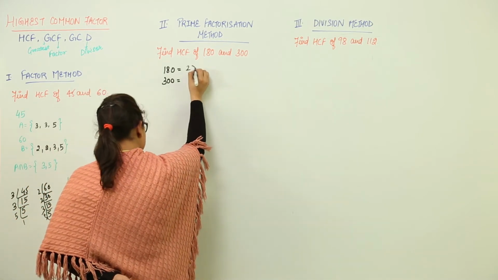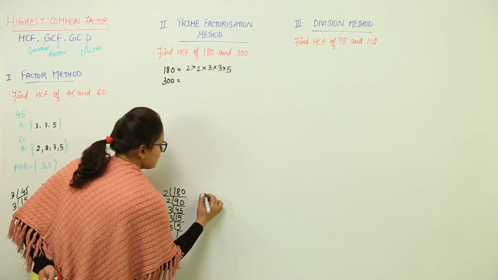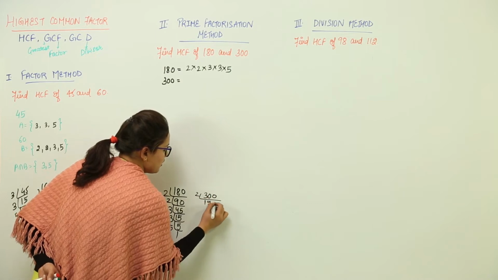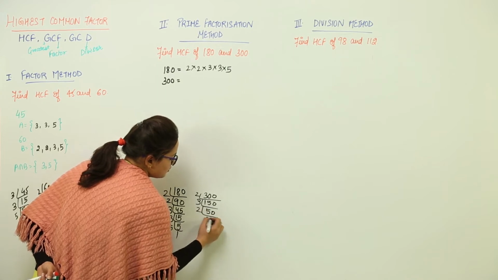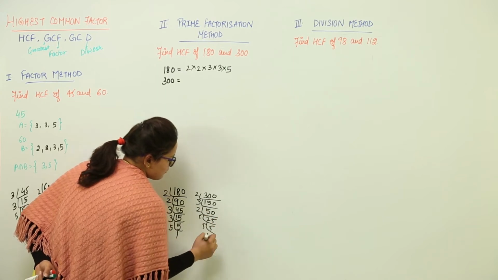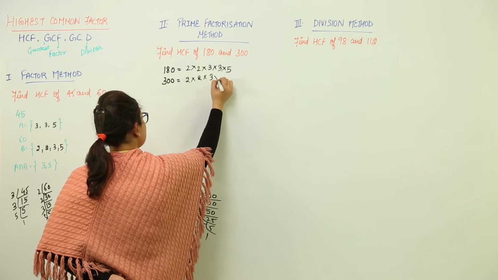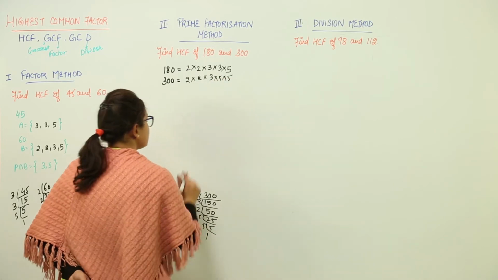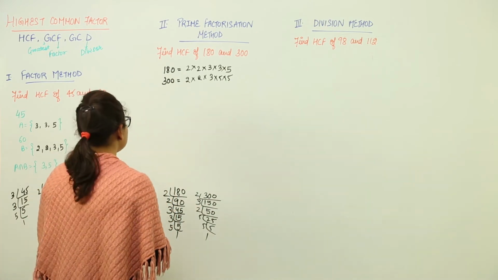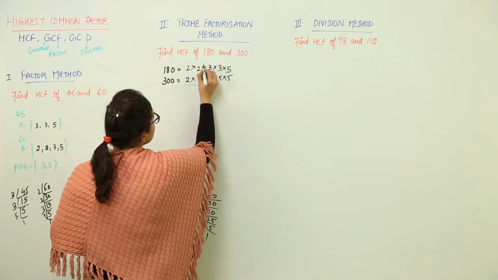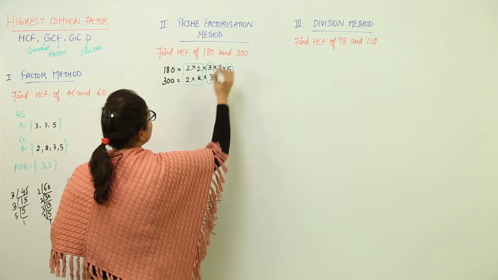So we have the factors of 180 as 2 into 2 into 3 into 3 into 5, and for 300 similarly 150, 50, 25, 5, 5 and 1. We will write it in ascending order: 2 into 2 into 3 into 5 into 5. Now we have some factors common to both. Let us highlight them. We have these 2s common, we have one 3 common, and we have one 5 common.